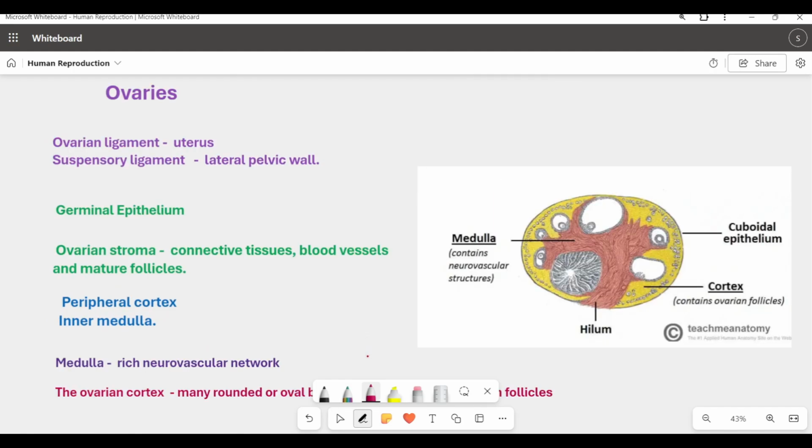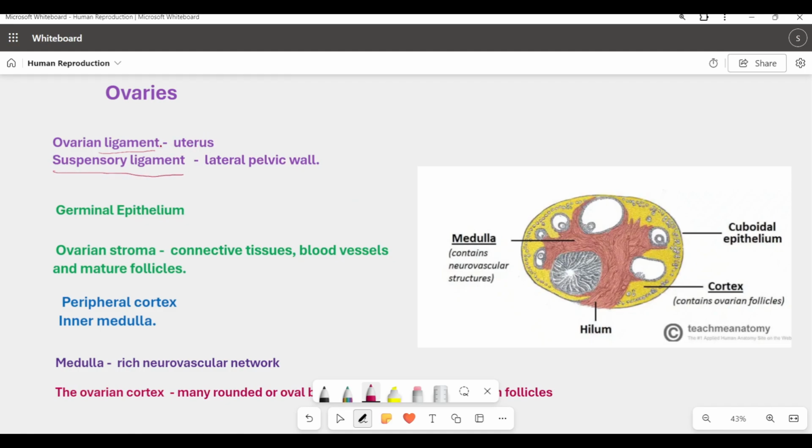Ovaries are almond shaped structures found in pairs towards the lower part of our abdomen, and they produce the female gamete, the ovum, along with the female hormones. The ovary is attached to the uterus with the help of a ligament called the ovarian ligament, and it is also fixed to the lateral pelvic wall because it is found in the pelvic region. So it is attached to the pelvic wall with the help of the suspensory ligament.